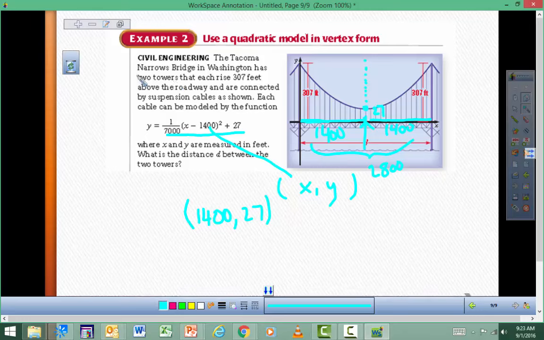Here you had an application problem and didn't realize how easy it is, right? So it's 2800 feet. How easy was that? You guys were afraid of that at first, huh? Oh my goodness, application problems are tough. Turned out to be pretty easy.